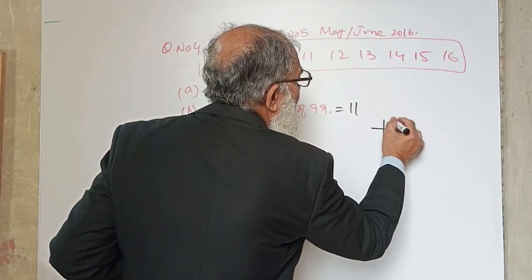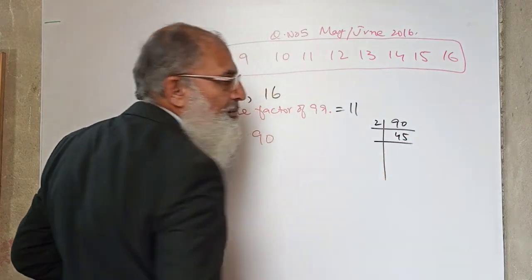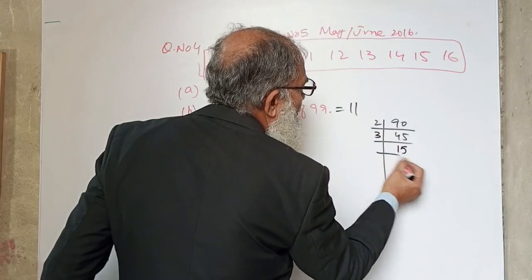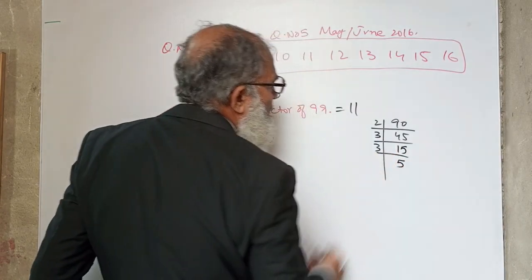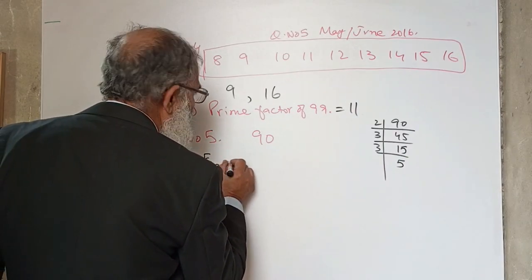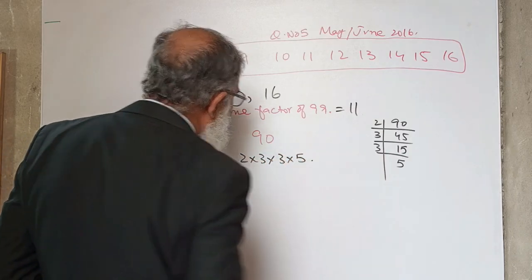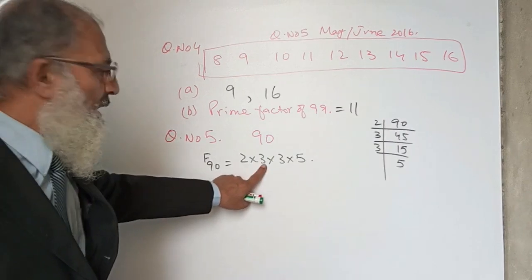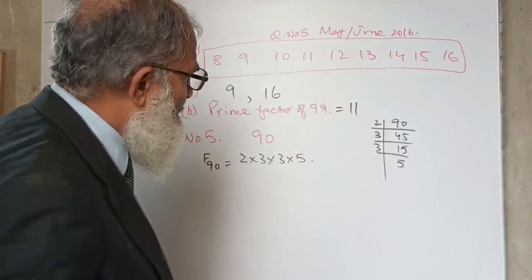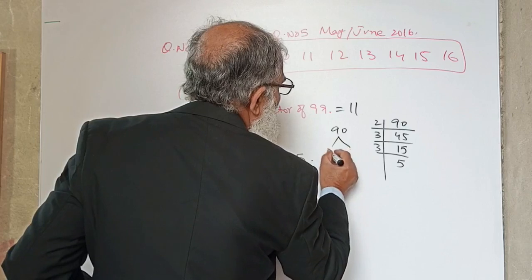this division method. 90, 2 times 45. Now it is not divisible by 2 anymore. 3 times 15, 3 times 5. Now these are the prime numbers. Now 90 is equal to 2 multiplied by 3 multiplied by 3 multiplied by 5. So you can also check it: 2 times 3 is 6, 6 times 3 is 18, 18 times 5 is 90. And you can also do it in this form as well.